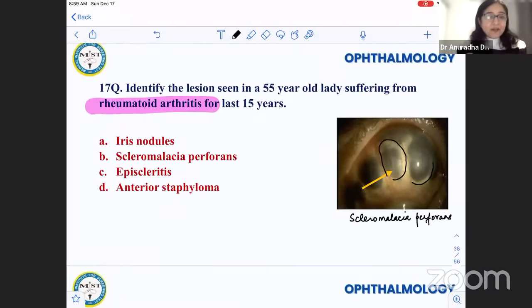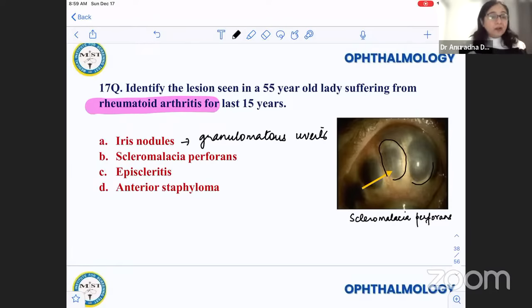Okay. So what you are seeing here are not iris nodules. Iris nodules will be on the surface of the iris, either in the body or in the pupil margin. So they are features of granulomatous uveitis. Remember?